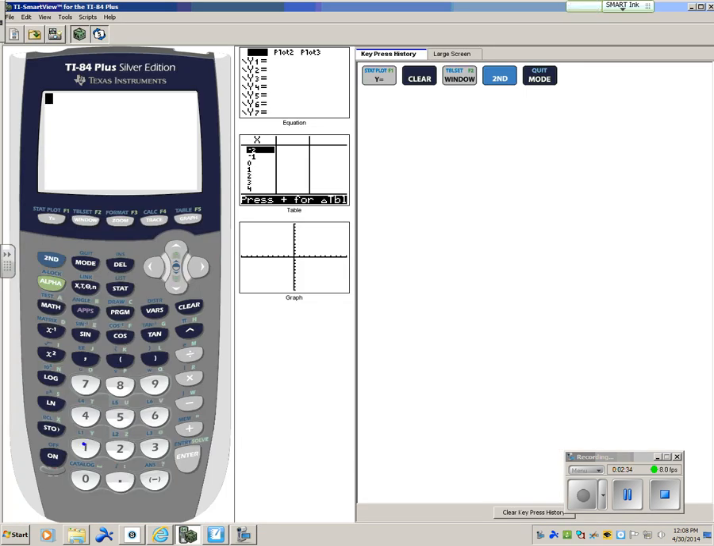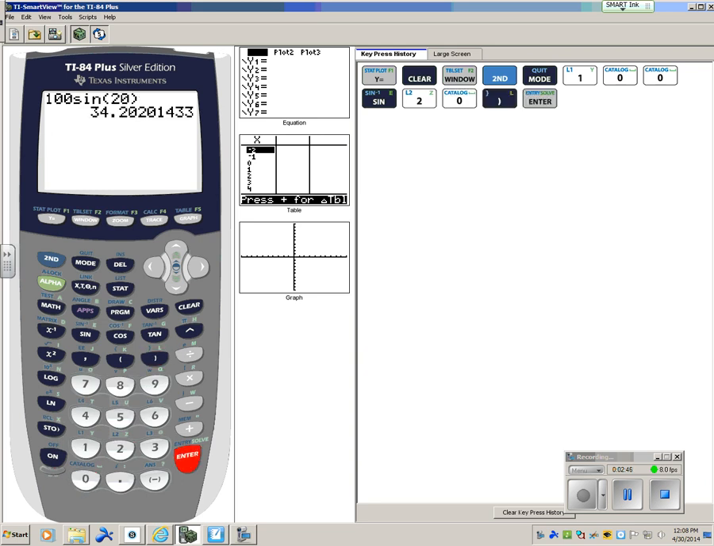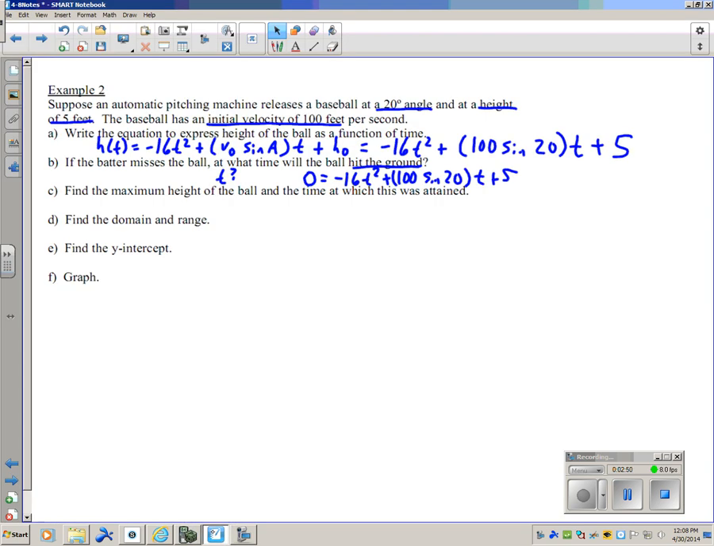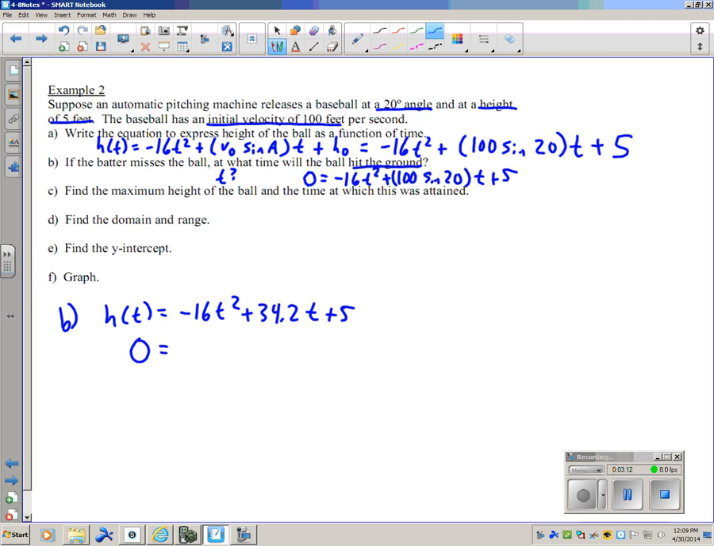100 sine 20. And I get 34.2. So 34.2, I'm going to come down here. We'll say B here is h of t is equal to negative 16t squared plus 34.2 times t plus 5. Now we're plugging in 0 for our height because we're looking at part B. When it hits the ground, it has a height of 0. And we're going to go ahead and solve now for t.